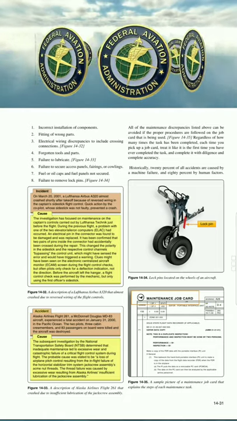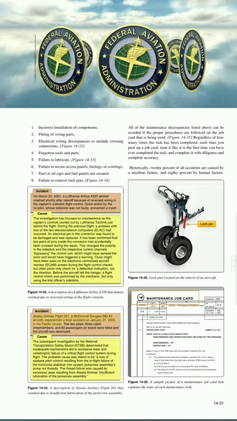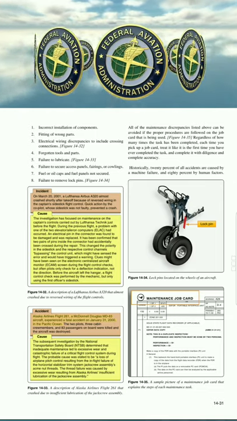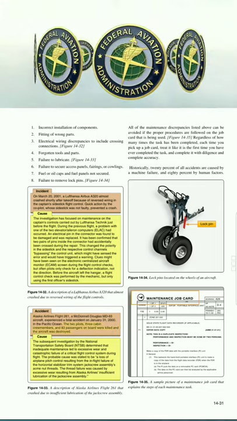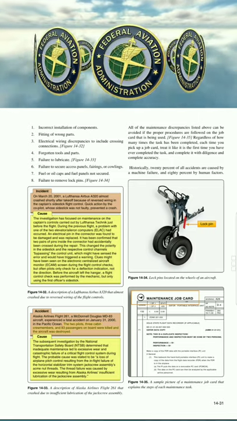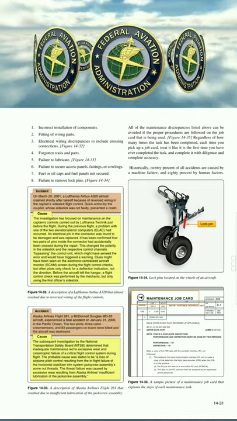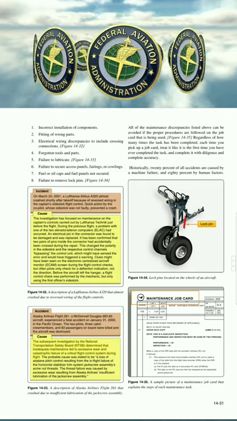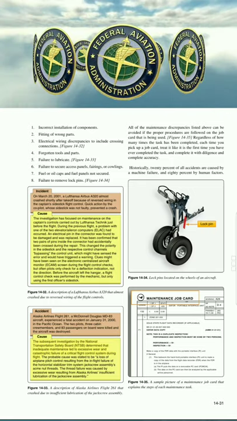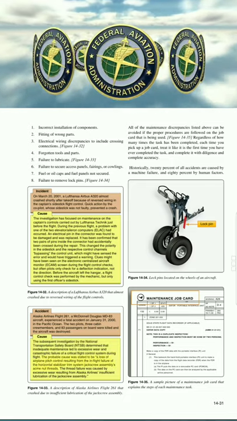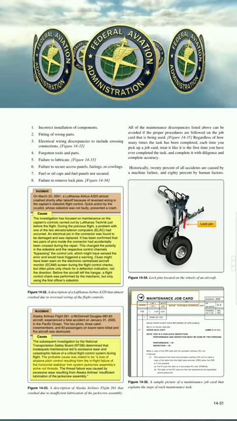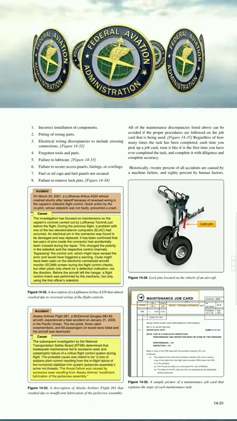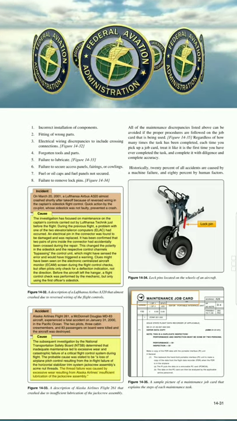Accident. Alaska Airlines Flight 261. A McDonnell Douglas MD-83 aircraft experienced a fatal accident on January 31, 2000, in the Pacific Ocean. The two pilots, three cabin crew members, and 83 passengers on board were killed and the aircraft was destroyed. Cause. The subsequent investigation by the National Transportation Safety Board, NTSB, determined that inadequate maintenance led to excessive wear and catastrophic failure of a critical flight control system during flight. The probable cause was stated to be a loss of airplane pitch control resulting from the in-flight failure of the horizontal stabilizer trim system jack screw assembly's ACME nut threads. The thread failure was caused by excessive wear resulting from Alaska Airlines' insufficient lubrication of the jack screw assembly.